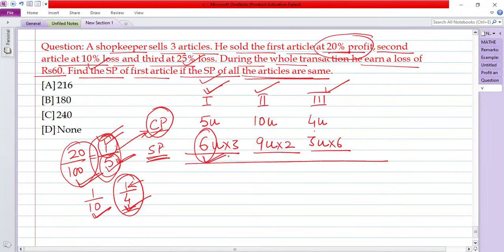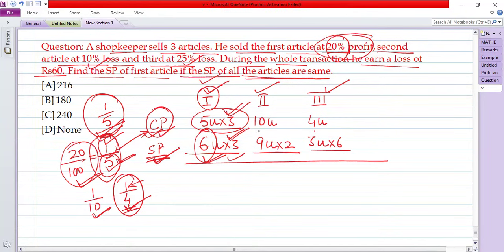Now if I have multiplied this by 3, I should also multiply this by 3. Why? Because if I have multiplied the selling price of the first article by 3, I must multiply the cost price by 3 also. Only then will this 20%, which was 1 by 5, this ratio, hold true. This 1 by 5 will hold true only if I multiply the cost price by 3. And so even here I should multiply by 2 and even here I should multiply by 6.